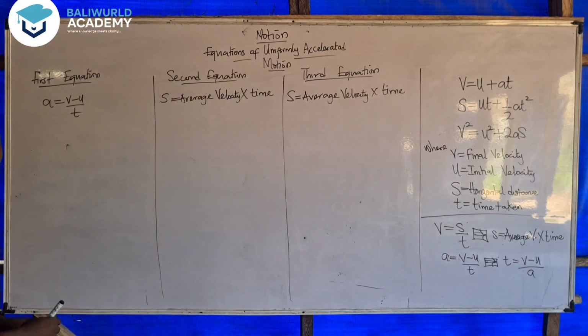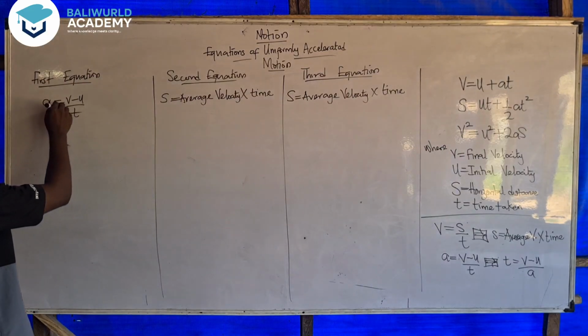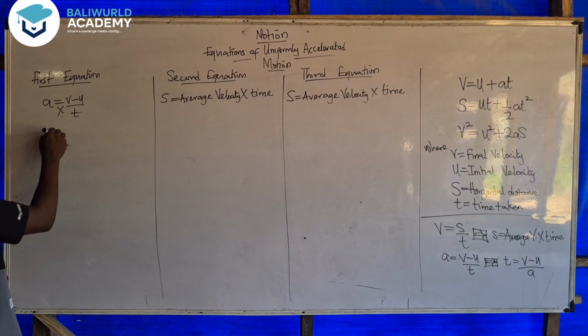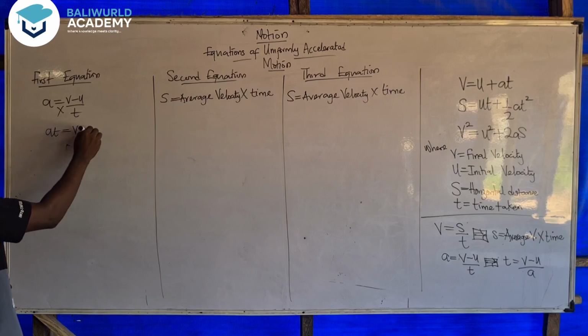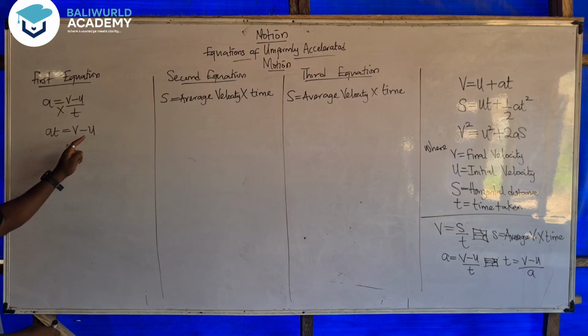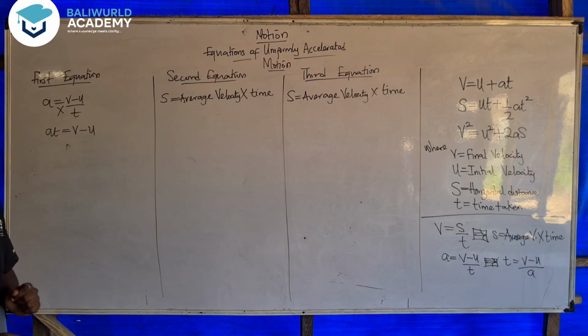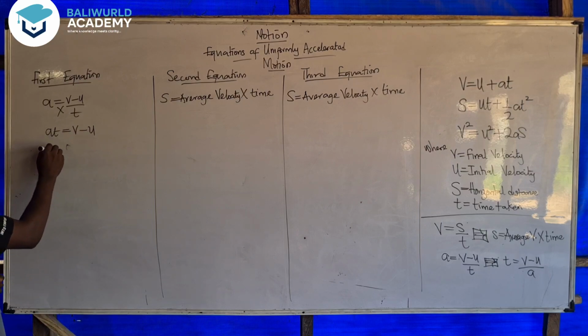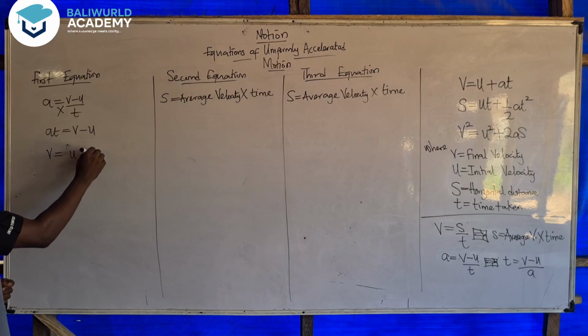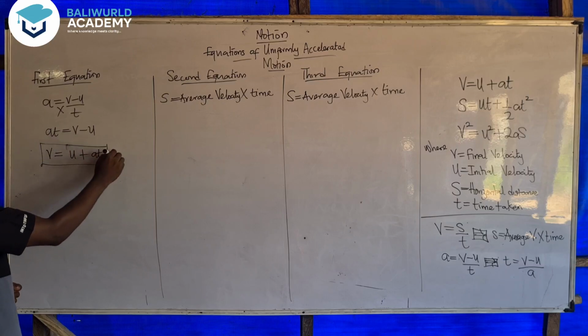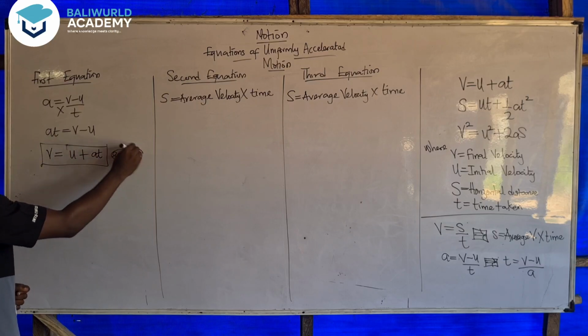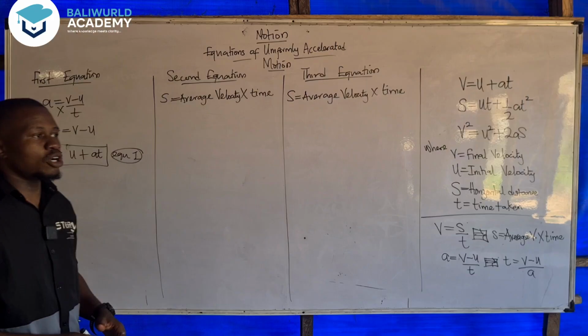And how do you make V the subject of the formula? First off, you cross multiply. And when you cross multiply, you have AT equals V minus U. Now you make V the subject by taking the negative U to the other side, and when it crosses the equal to sign, it becomes positive. Then we have V is equal to U plus AT. This is equation 1.